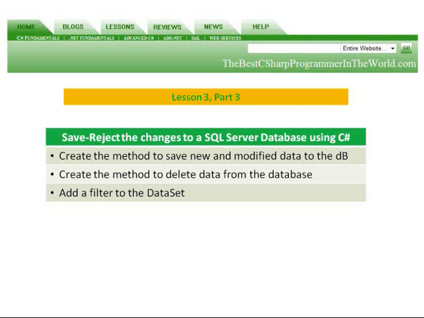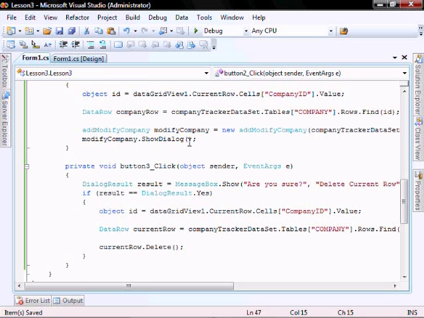Part three, we're going to create the method to save new and modified data to the database. We're going to create the method to delete data from the database, and we're going to add a filter to the data set. So now let's go write the function that's going to save the changes we've made to our data set to our SQL Server database.